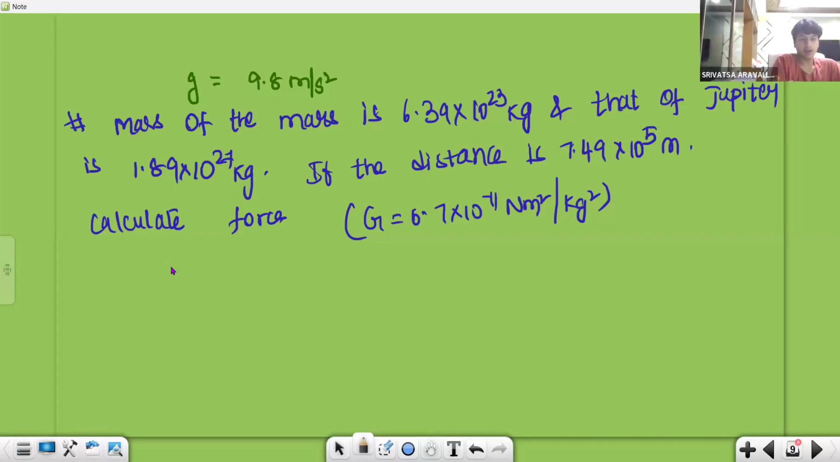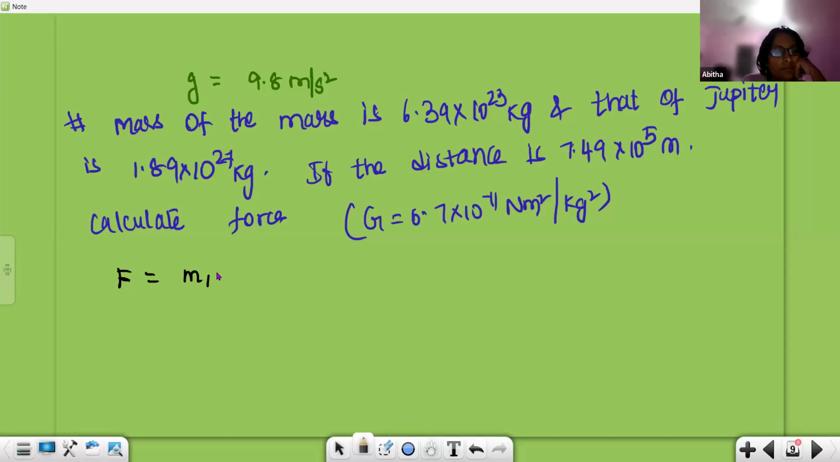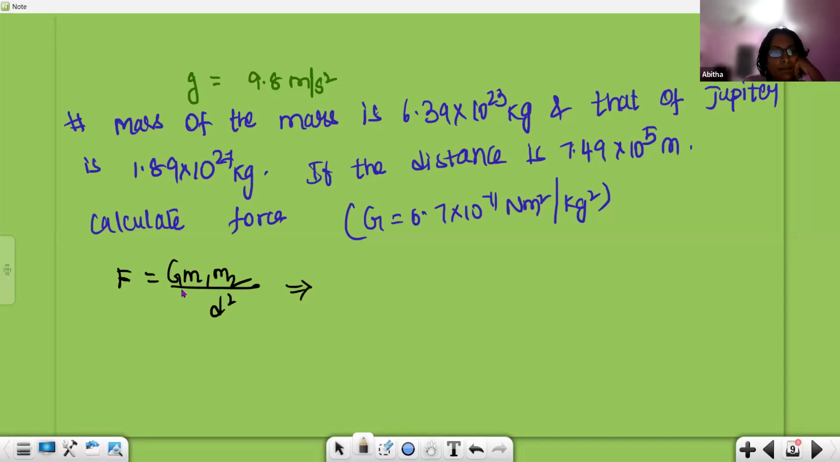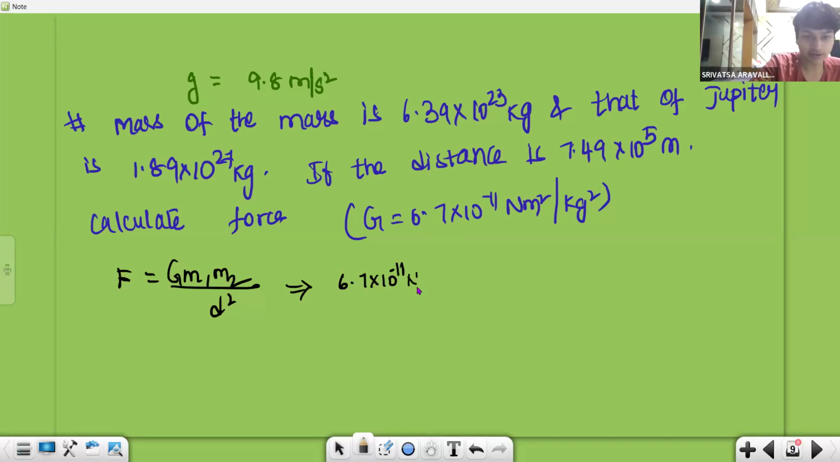The formula is F is equal to G m1 m2 by d square. Very good. Perfect. So what is the value of G? That G is known as the gravitational constant. The value is given. What is the value? That value is 6.7 into 10 to the power of minus 11.